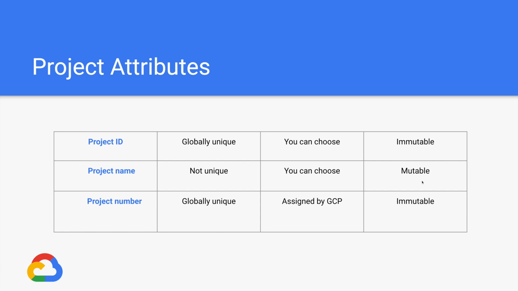Another attribute is the project number, and this is also globally unique, but that is not something which we choose. That is something which Google provides. Once it's assigned to our project, it cannot be changed. So these are the three basic attributes of a project: project ID, project name and project number. Project ID and project number are immutable and globally unique.